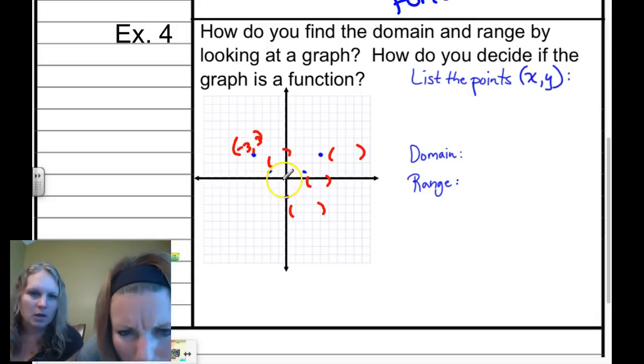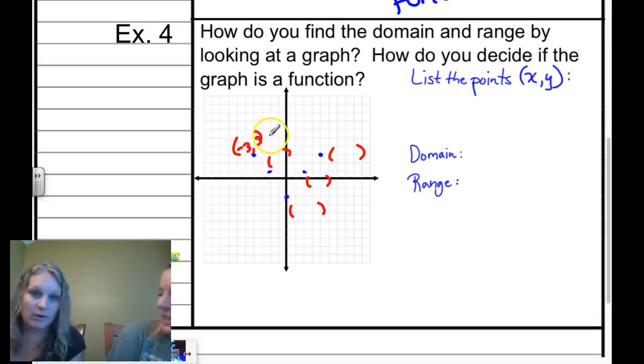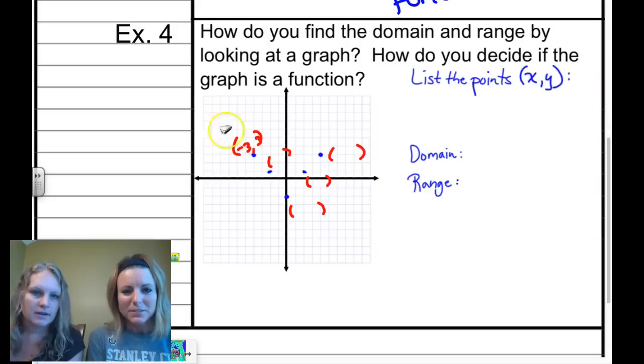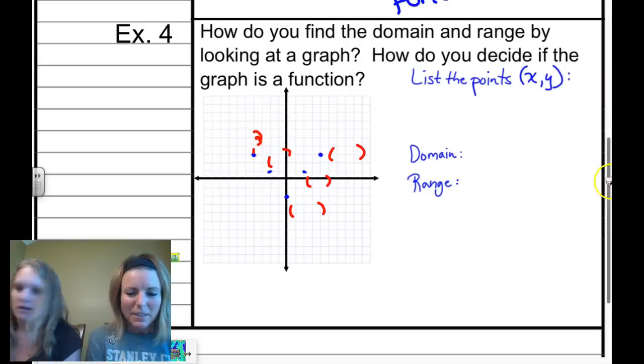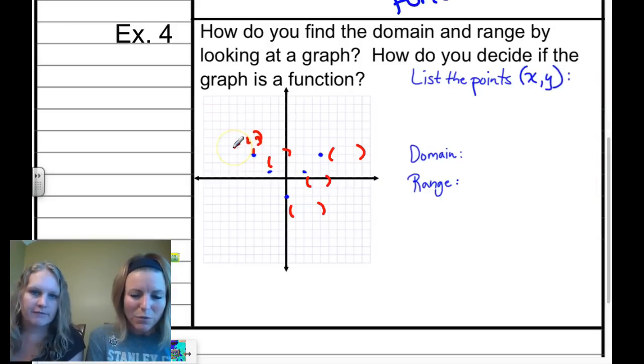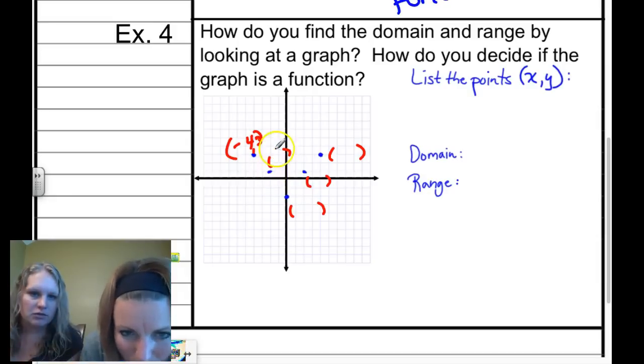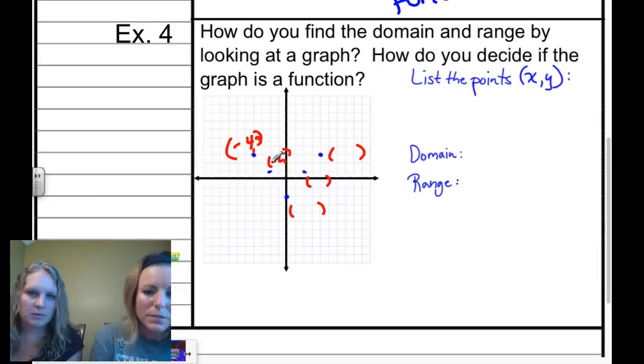Or wait, is that 1, 2, 3, 4 actually? Oh boy. All right. Sorry, it's hard to see. So that's negative 4, 3. Right. Okay. The next one looks like negative 2, 2, up 1. So negative 2, 1.